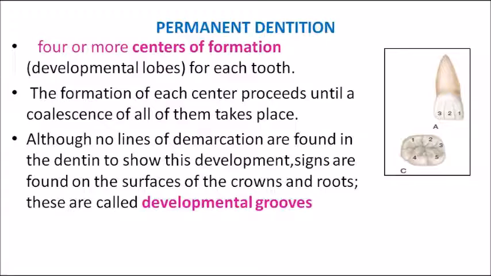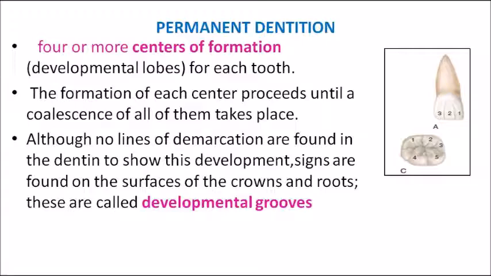So in the dentine there might not be evidence of demarcation between the developmental lobes, but certain signs are found on the surfaces of the crowns and roots, and they are called developmental grooves. These developmental grooves which we find in the permanent tooth are actually the lines of demarcation representing the different centers of formation. So the minimum requirement is 4 for permanent dentition. It can be more for molars as well as premolars, but the minimum is 4.